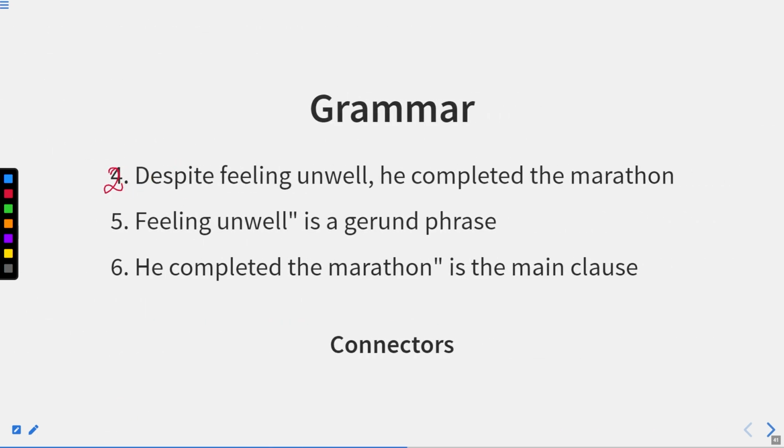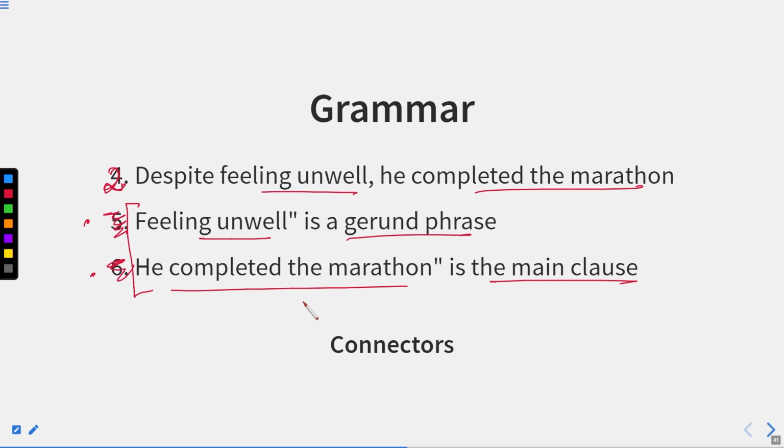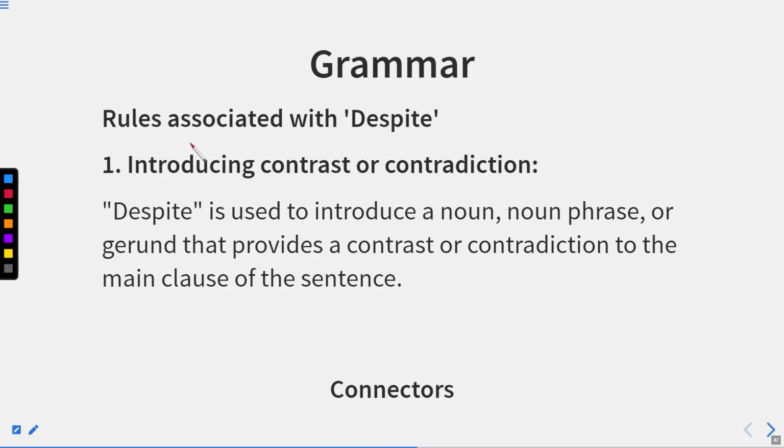Now, this one is the second example. These are the points of explanation, so these are the bullet points. Despite feeling unwell, he completed the marathon. Feeling unwell is a gerund phrase, whereas he completed the marathon is the main clause. Rules associated with despite: introducing contrast or contradiction.